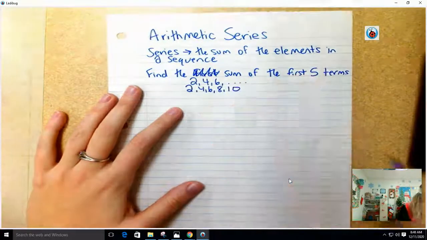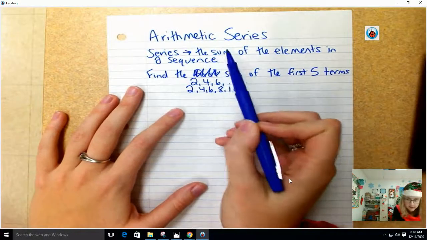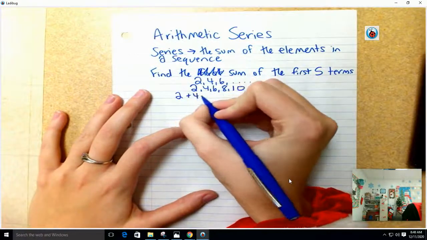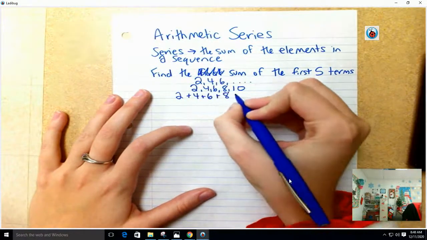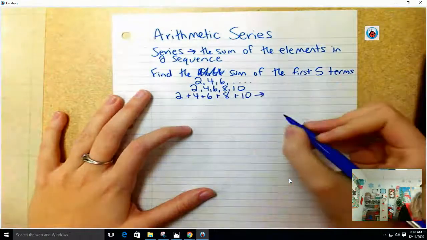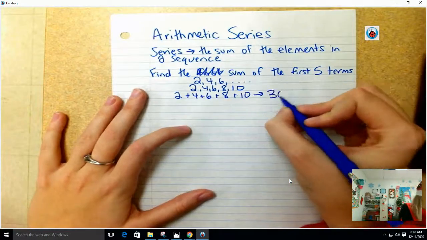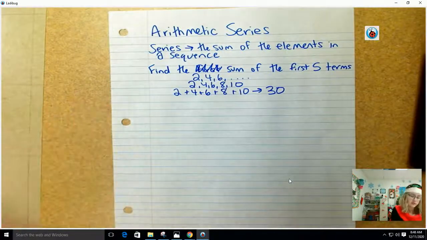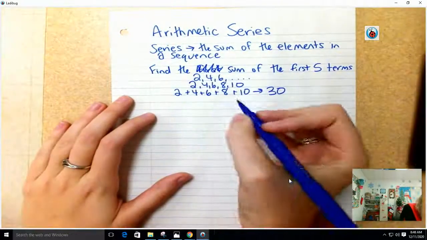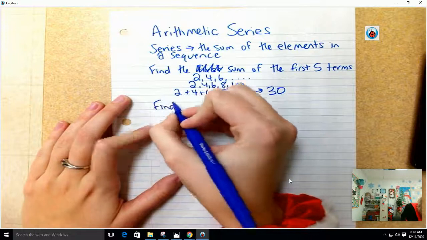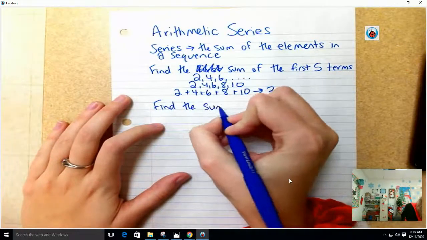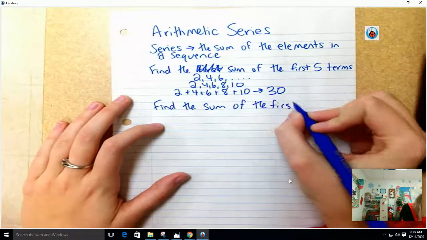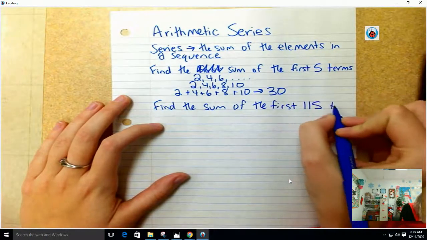And we want to find the sum, and we know that sum deals with addition. So we'd have 2 plus 4 plus 6 plus 8 plus 10. And if we add all that up together in our calculator, that's going to give us 30. So 30 is the sum of the first 5 terms in that sequence. Easy enough. But what if it asked us to find the sum of the first 115 terms?